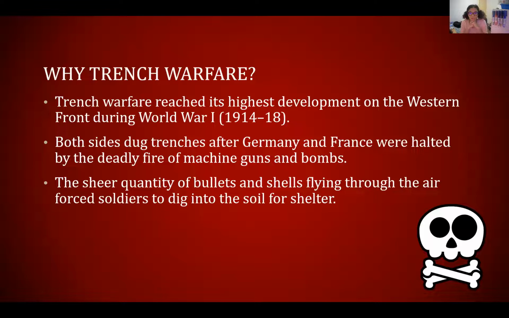Both sides dug trenches after Germany and France were halted by the deadly fire of machine guns and bombs. The sheer quantity of bullets and shells flying through the air forced the soldiers to dig into the soil for shelter. So I have explained that. This is just my slide explaining it.